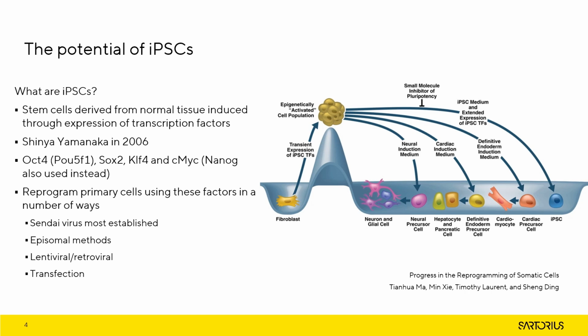From here, you can then maintain these cells in specific medium to create an iPSC line, and then choose to differentiate those iPSCs into numerous tissue types using specific media and growth conditions. You can see a whole range of them here on the figure on the right.